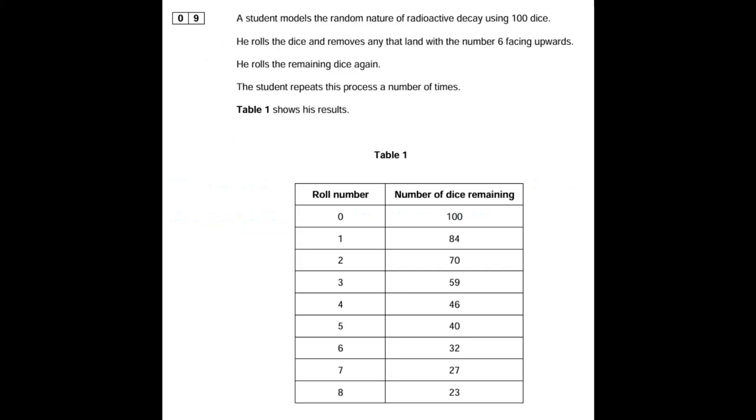Next up with question 9, we're shown that a student is modelling the random nature of radioactive decay using 100 dice. He rolls the dice and then removes any which land on 6. He then rolls the remaining dice until there are none left. And you can see in the table the results of his experiment.